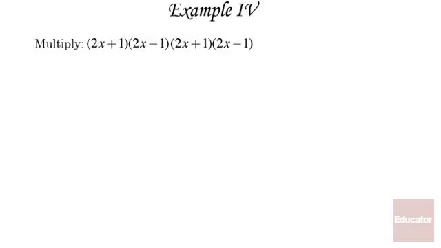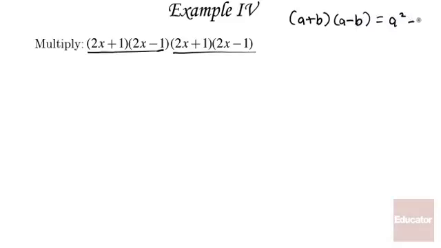This example is more complicated, but I can break it down first just looking carefully at what they've given me. This right here is the difference of two squares, and this is the difference of two squares. So I have the difference of two squares times the difference of two squares, the product of those two things. Starting out with this one, I'm going to use my formula a squared minus b squared, where this is a and this is b.